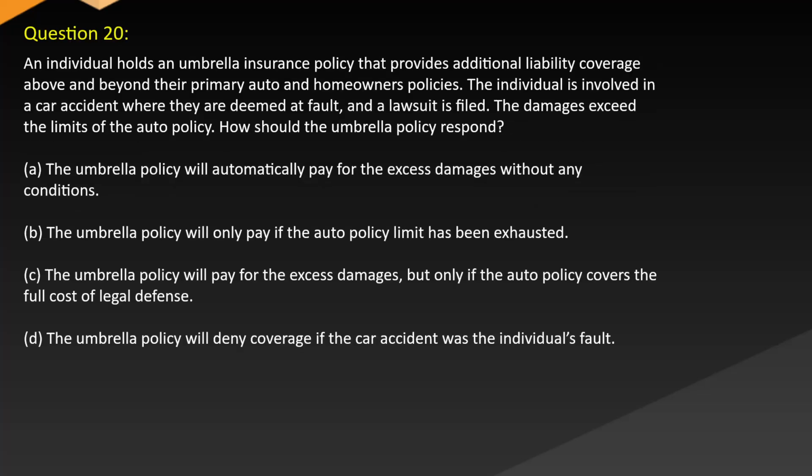Question 20. An individual holds an umbrella insurance policy that provides additional liability coverage above and beyond their primary auto and homeowners policies. The individual is involved in a car accident where they are deemed at fault and a lawsuit is filed. The damages exceed the limits of the auto policy. How should the umbrella policy respond? A. The umbrella policy will automatically pay for the excess damages without any conditions. B. The umbrella policy will only pay if the auto policy limit has been exhausted. C. The umbrella policy will pay for the excess damages, but only if the auto policy covers the full cost of legal defense. D. The umbrella policy will deny coverage if the car accident was the individual's fault.